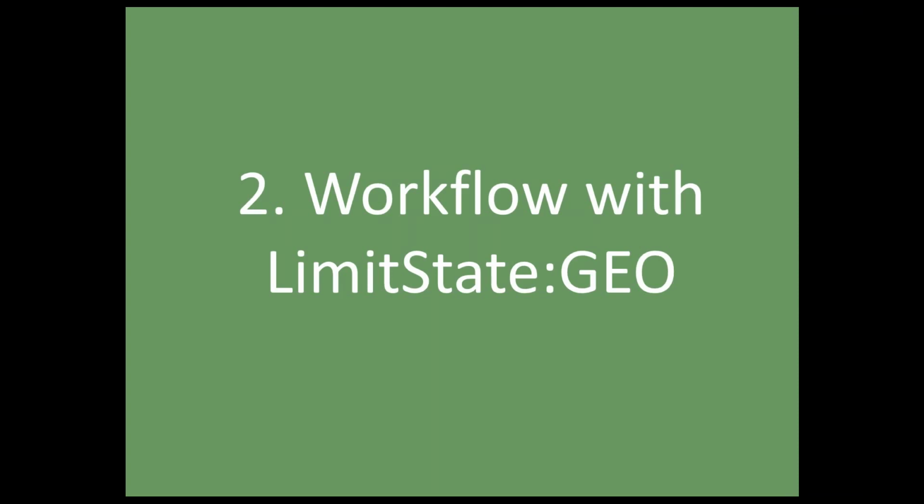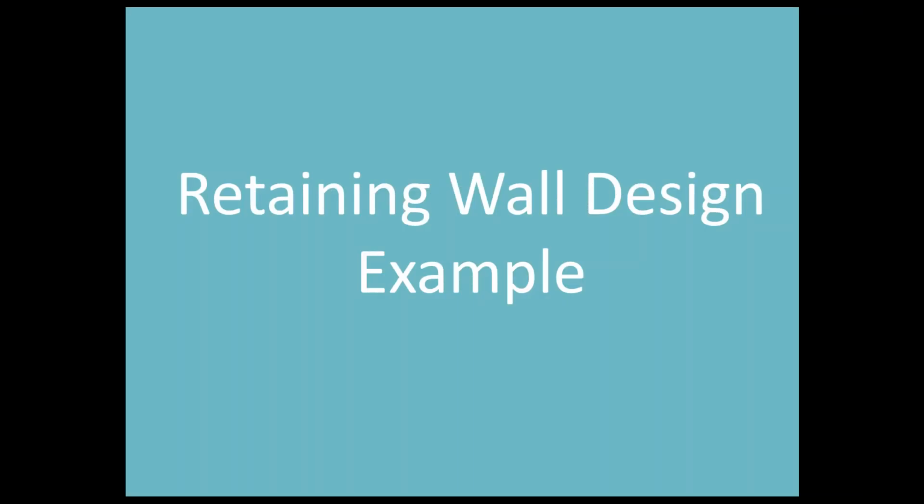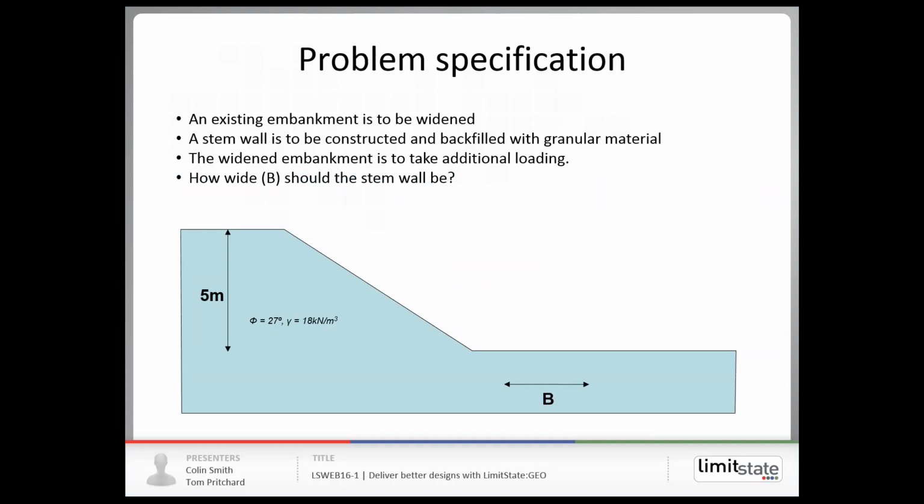Let's try out the software, and we'll look at the sort of workflow, how you go from start to end in terms of solving or analyzing a particular geotechnical problem. We'll look at the problem of a retaining wall design in the context of the widening of an embankment. We have an embankment here that is to be widened. It has a strength we assume of 27 degrees friction, unit weight of 18, and a height of 5 meters. To widen it, we're going to put in a stem wall and backfill with a granular material, and that material is going to have a higher angle of friction.